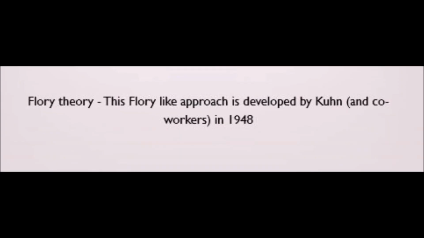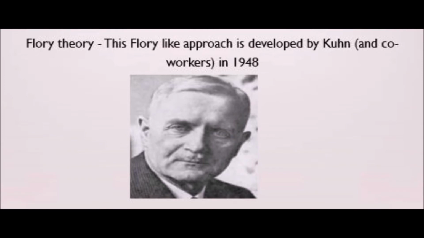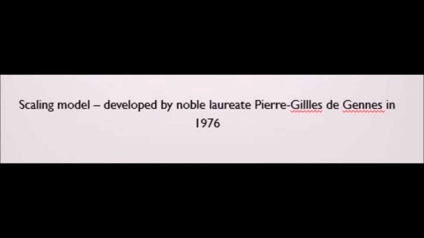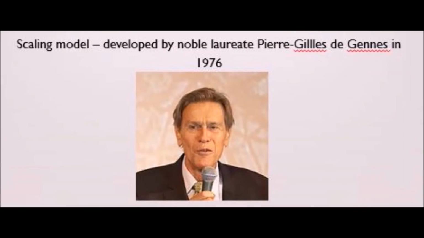So the first one is based on a Flory-like approach for polyelectrolyte chains, which was developed by Kern and co-workers in 1948. Some of the drawbacks in this model were addressed by the scaling model, which was developed by Nobel laureate De Gennes in 1976. De Gennes was a French physicist and received the Nobel Prize in Physics in 1991.